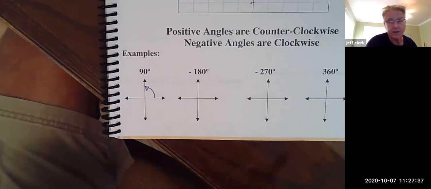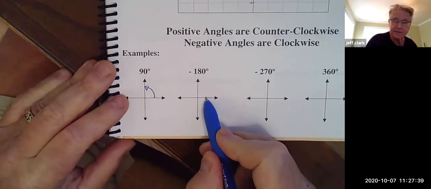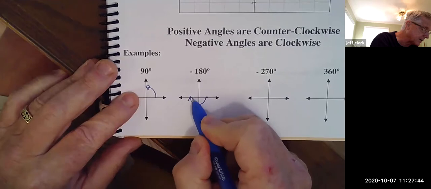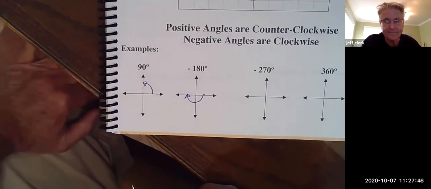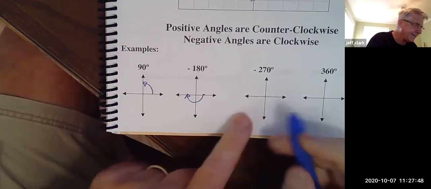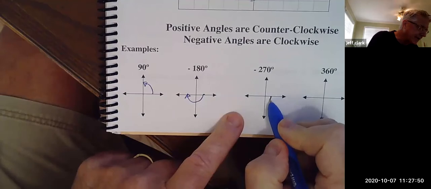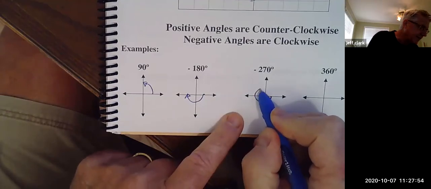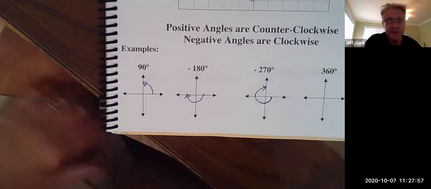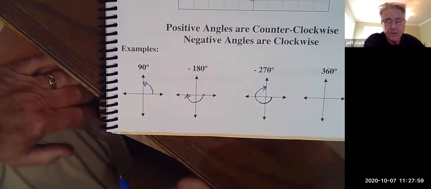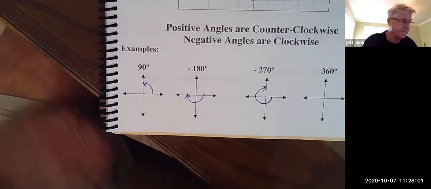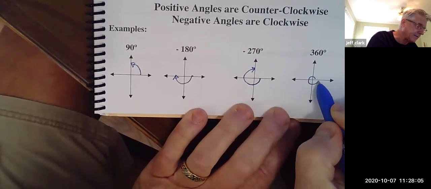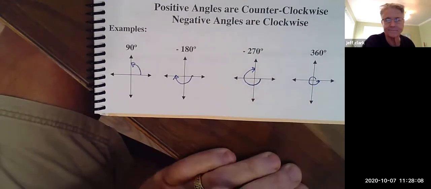So to do negative 180, you always start at the positive x-axis, but we're going to go this direction here. That's negative 180. Negative 270, so there's negative 90, another negative 90, and a third negative 90. So that's negative 270. And again, going clockwise means it's negative. And then 360 all the way around and stop.